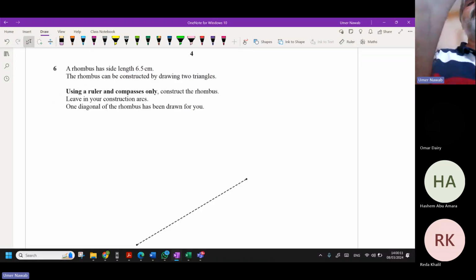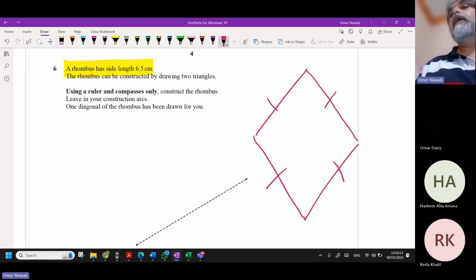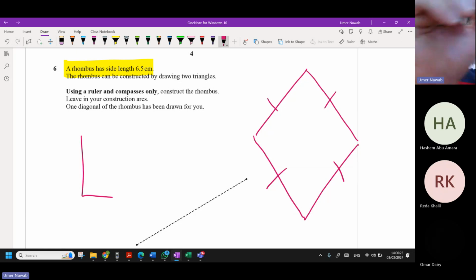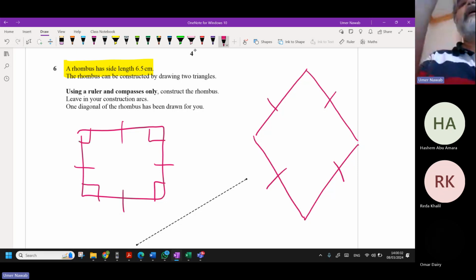Now we go to question number six, guys. A rhombus. Oh, what is a rhombus? A rhombus is basically a quadrilateral in which all sides are equal. It is not a square. In a square, we also know all sides are equal and the inside angles are also 90 degrees.